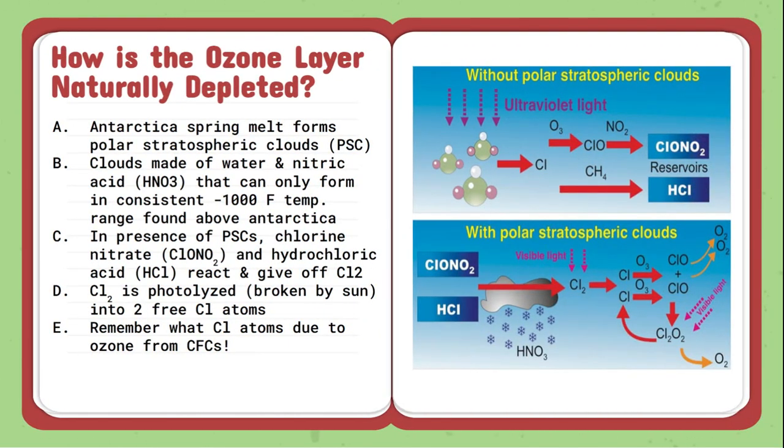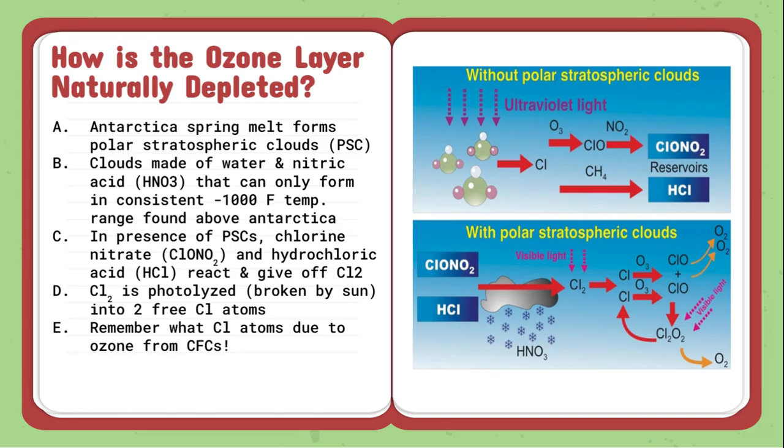Now, the ozone layer can also be naturally depleted, but it's naturally depleted by more or less a similar substance. In the Antarctic, the spring melt forms what are called polar stratospheric clouds. These are clouds made up of water and nitric acid. Thinking back to our Unit 7, we know nitric acid is HNO3. This can only form at a consistently very cold temperature, found above the Antarctic.